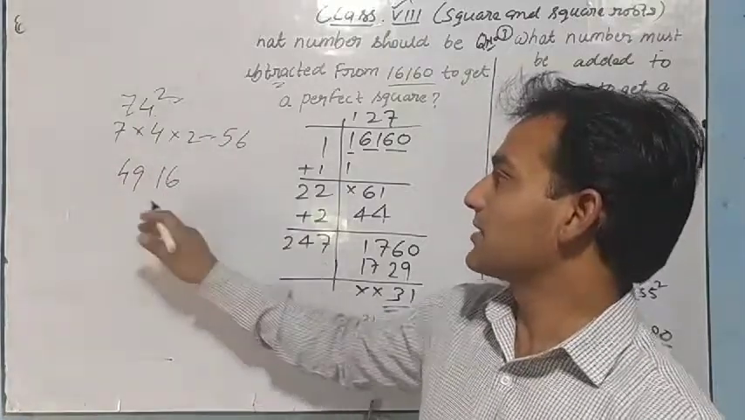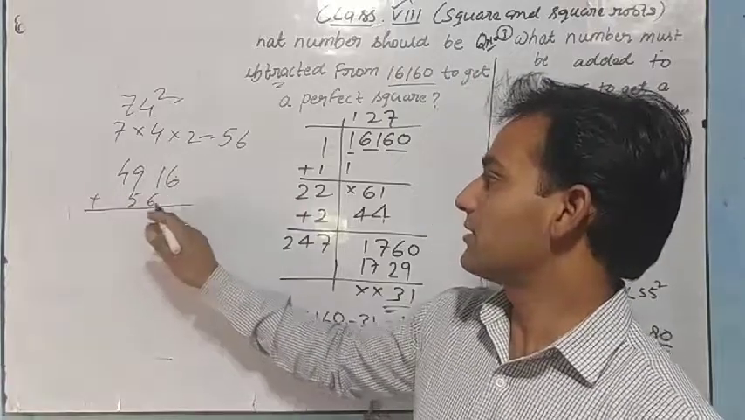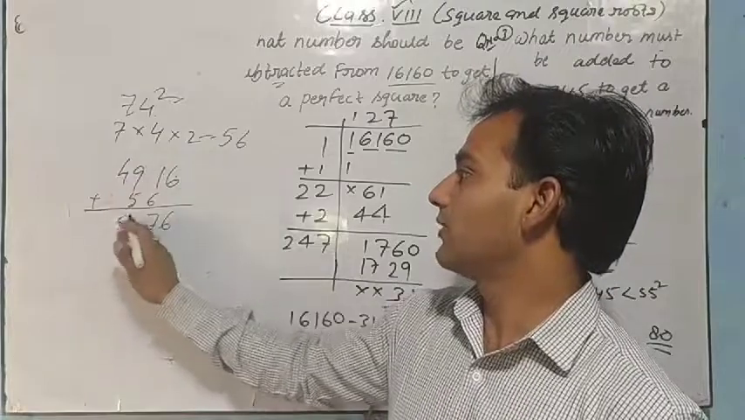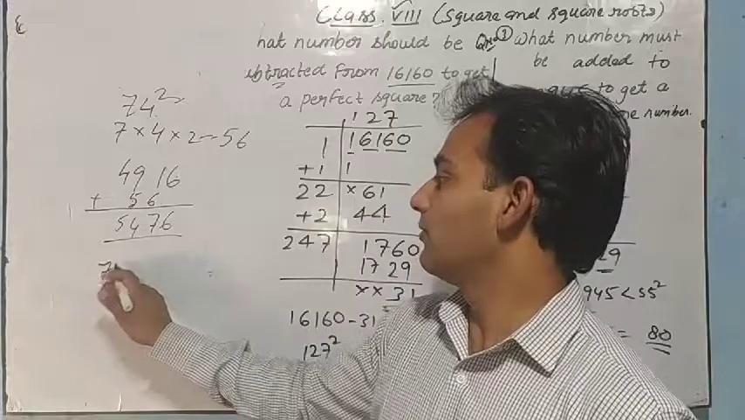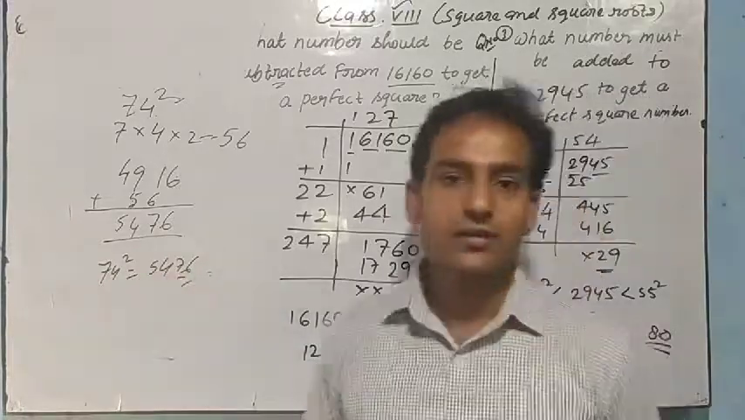Now we have to add this 56. 56 will be added. 6, 6 plus 1 is 7, 5 plus 9 is 14, and 4 plus 1 is 5. So the square of 74 is equal to 5476.